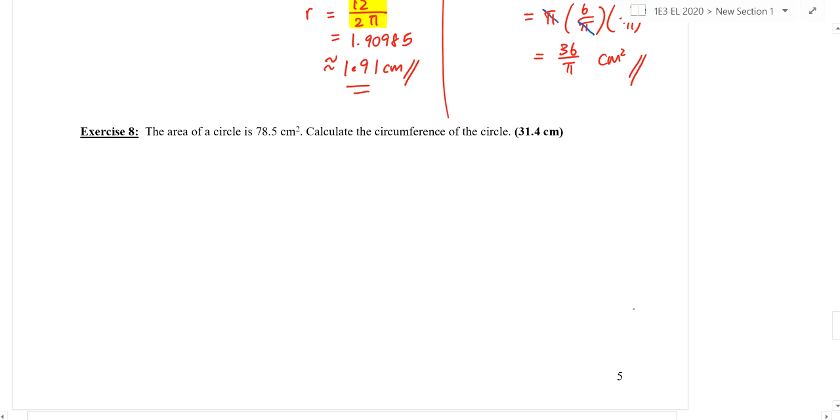Okay, exercise 8, please try it by yourself. I'll give you the starting first step. Let the radius be r. So they gave you the area of a circle. You can work backwards to find the value of the radius. Then from the value of radius, you can calculate the circumference.